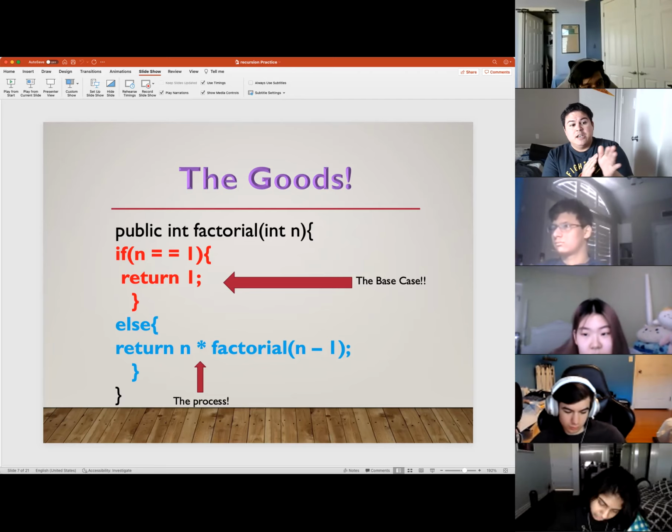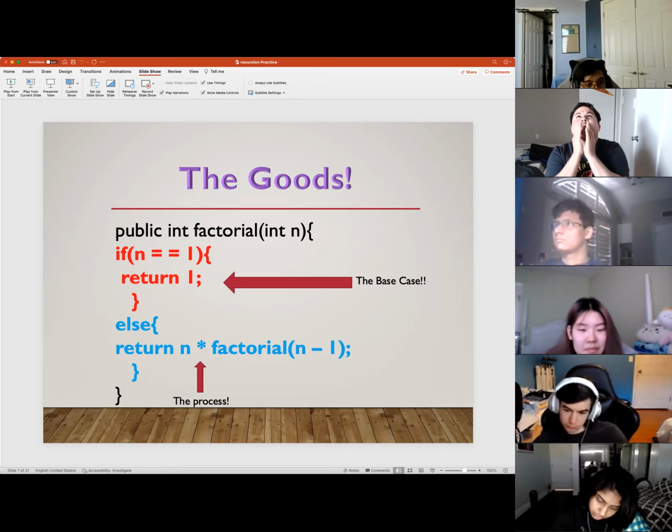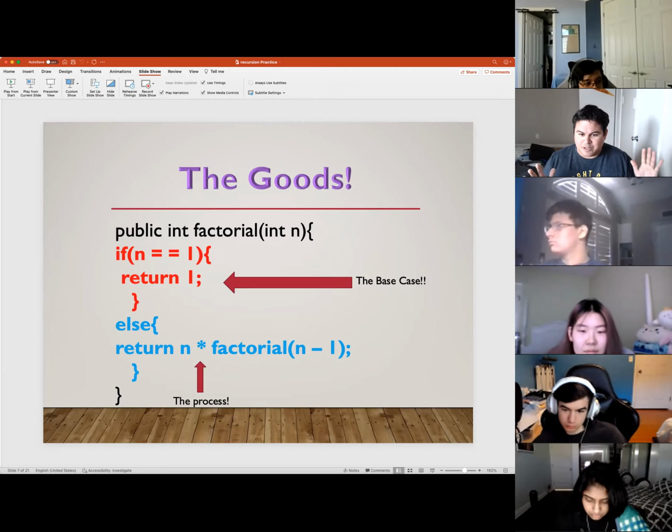So in this case, public int factorial(int n), if n equals 1... God, this is one of those lessons where I wish I had a whiteboard. Because if I had a whiteboard, it would be so much easier to go over. I will do my best with the annotations, but I can tell you already they're going to be bad.